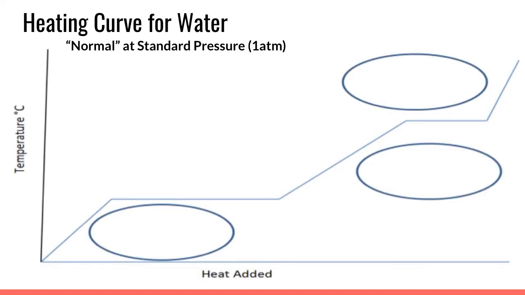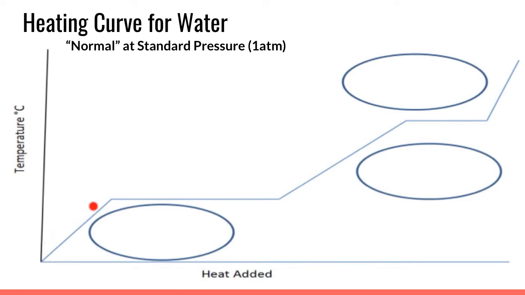The last thing I want to go through with you guys is a heating curve for water, and we're going to consider this to all be at normal or standard pressure, which is 1 atmosphere. If you notice, up on the y-axis we have temperature in degrees Celsius, and on the x we have heat added. You can see our line is going to go up, flatten, up, flatten, and up again, and then we have 3 bubbles that we want to be able to fill in.